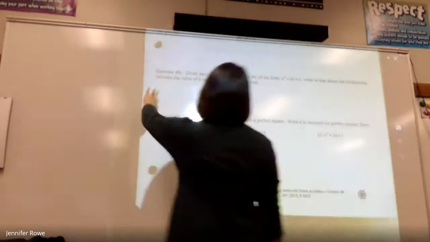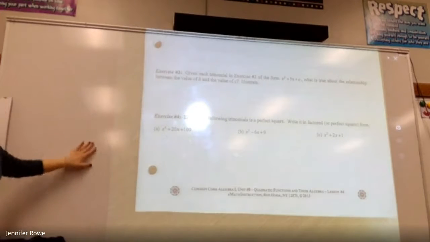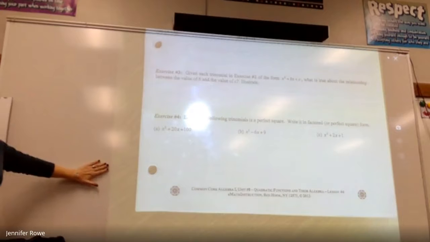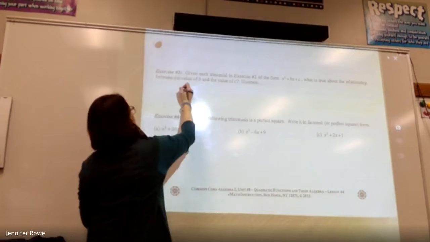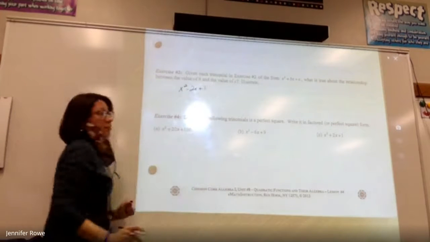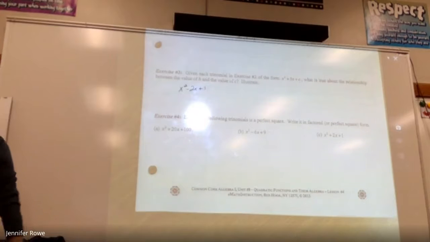Given each trinomial in exercise number two of the form x squared plus bx plus c, what is true about the relationship between the value of b and of c? Okay, so let me write it again. We have x squared minus 2x plus 1, correct? Tell me about the value of b versus the value of c. B is bigger. 2 is bigger. Oh, okay. We take the negativeness. Okay.